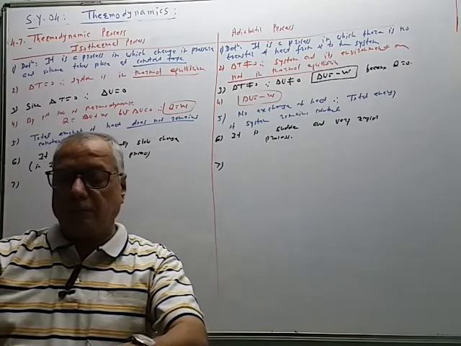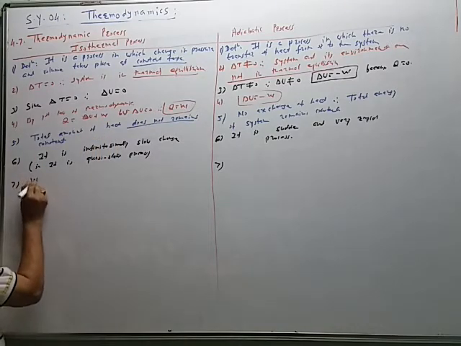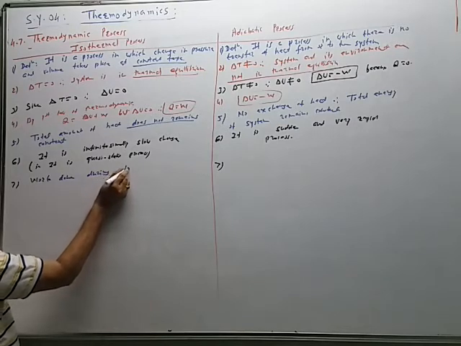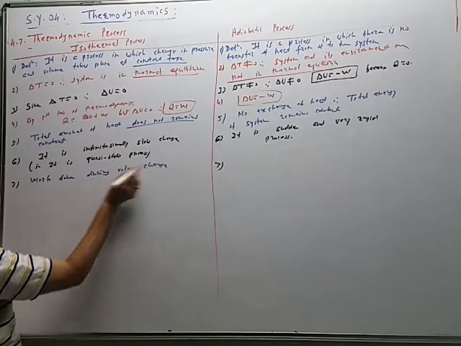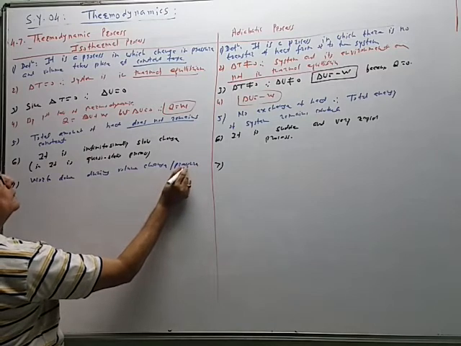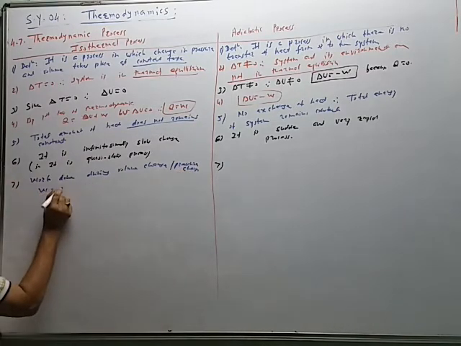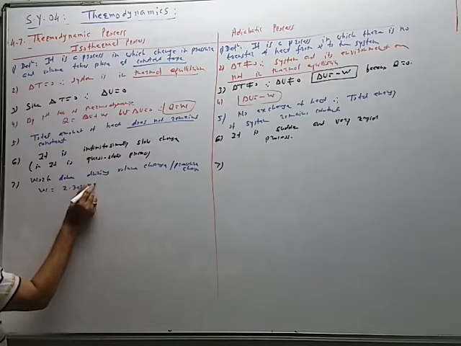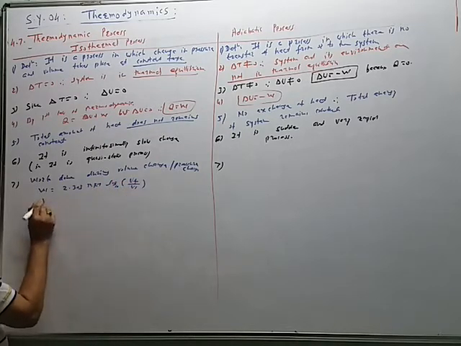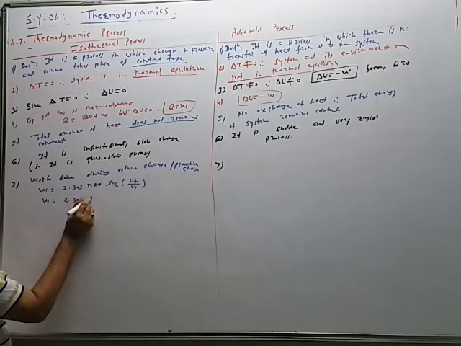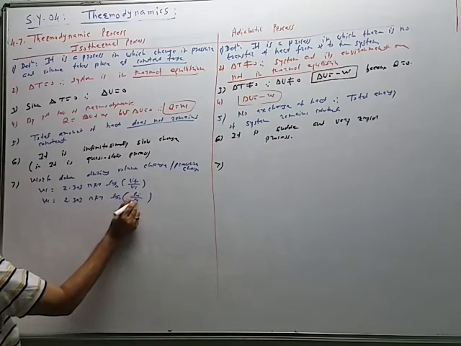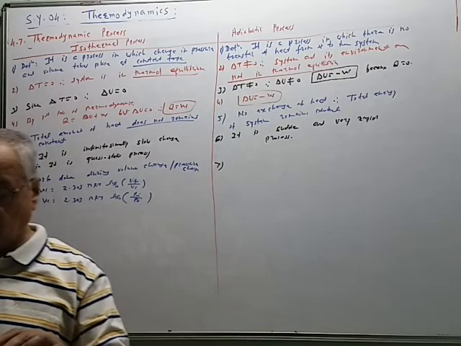Work done during volume change or pressure change. Pressure also changes. W is equal to 2.303 nRT log to the base 10 of final volume upon initial volume, or W is equal to 2.303 nRT log to the base 10 of initial pressure upon final pressure. So these are the two corresponding relations.